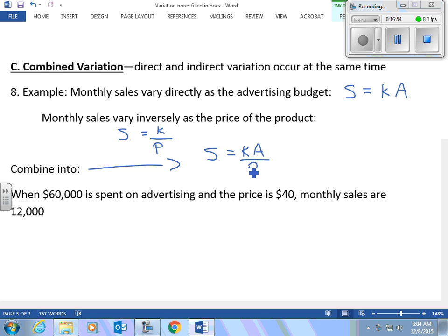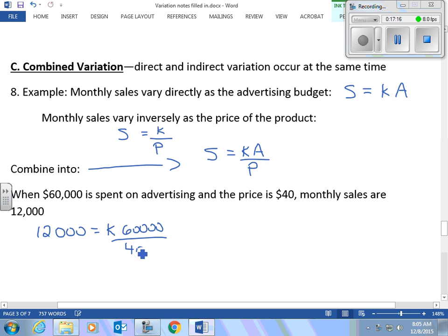So here's an example. When $60,000 is spent on advertising and the price is $40, monthly sales are 12,000 units. So let's put that into our formula. So we'll have 12,000 equals K times 60,000, our advertising, divided by 40. And we're solving for K, remember, as our first step, so we get K equals 8. So now we can say that sales equals 8 times our advertisement divided by the price of our product. So there's our formula that we can use.